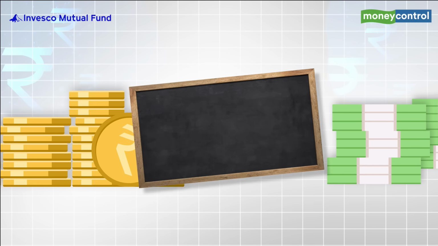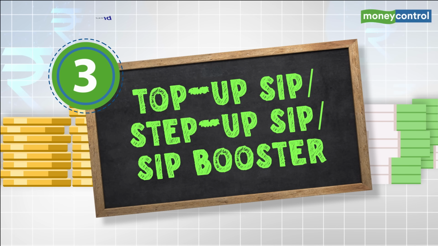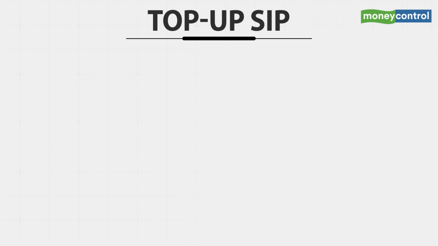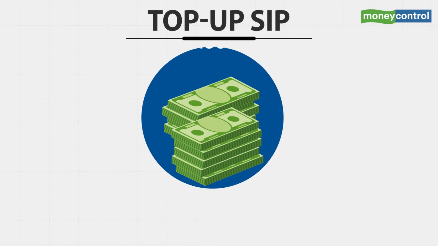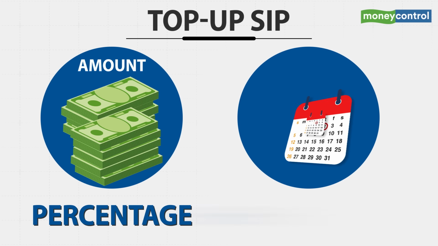The next one I'm going to talk about is a very good option for those who have a targeted goal in mind. This is called the TopUp SIP or even the StepUp SIP, or you can call it an SIP booster. Now, what this option does is it increases the SIP amount either by a fixed amount or a percentage every 6 to 12 months. Now, you may ask why this could be relevant to you.